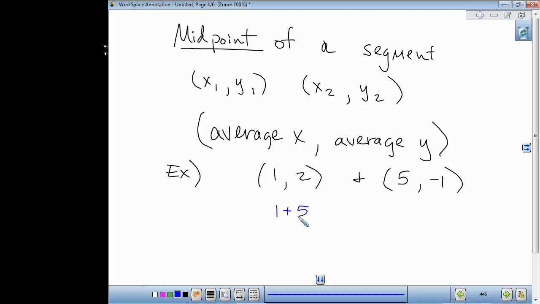Alright, so we average our x's. That means add them up and divide by 2. 6 divided by 2 is 3. We average our y's. Divide by 2. And this gives us 1/2. So, like I was saying, distance and midpoint are 2 topics that could very well be seen on the PSAT.